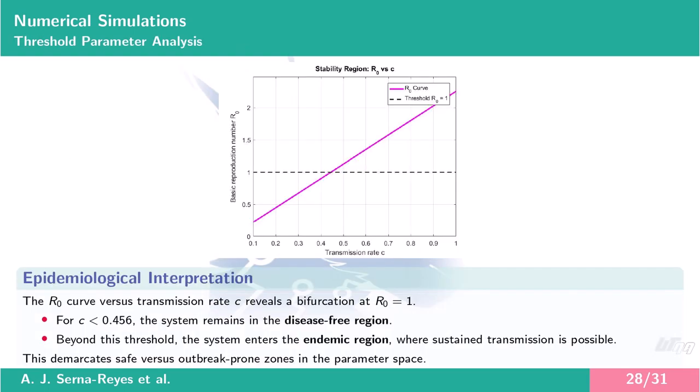This figure shows the dependence of R0 on the transmission rate C. The relationship is linear, with a critical threshold at C approximately equal to 0.456. Below this value, the system remains disease-free. Beyond it, sustained propagation becomes plausible.